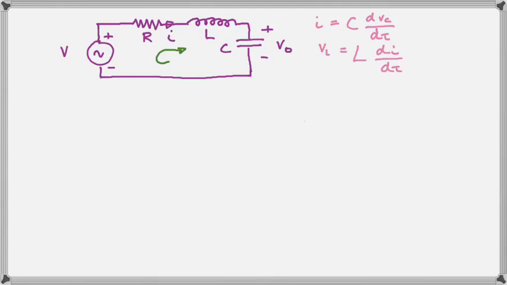So here we have a simple serial RLC circuit. And we are going to analyze this circuit so as to find its transfer function. And we're going to do this by first finding the signal flow graph and then using Mason's gain formula to get the transfer function directly from the graph.